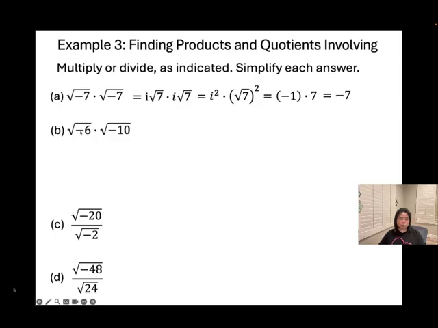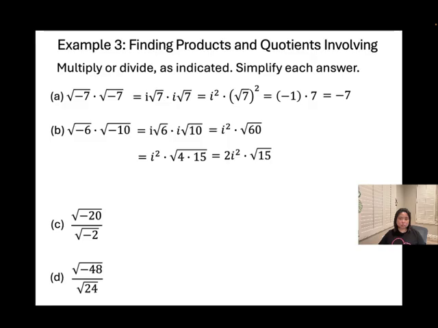B, that will become i√6 and i√10. And then this is a positive number, so I could put it in the same radical. So that will become i squared times √60. Simplify it. You should get negative 2√15.